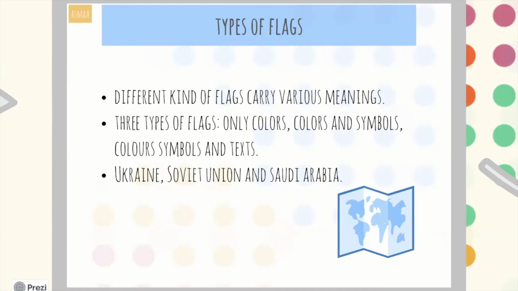Firstly, there are flags that only consist of colors, where every color has a different meaning, such as the flag of Ukraine. Secondly, there are flags that consist of colors and symbols, where the symbols on the flag represent a certain ideology or value of the state, like the flag of the Soviet Union. Lastly, there are flags that consist of colors, symbols, and inscriptions, where the inscriptions relate to a certain historical context, like the flag of Saudi Arabia.